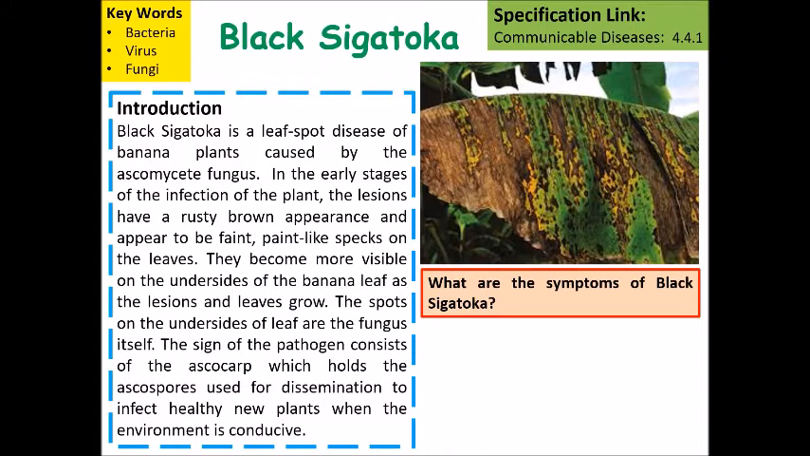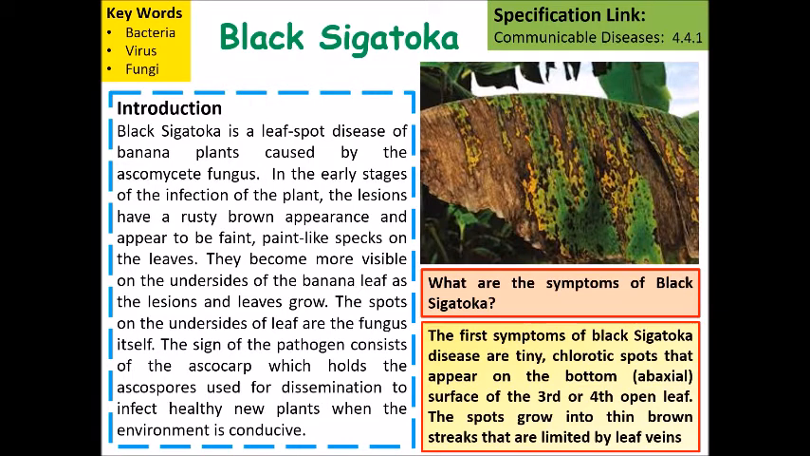So just think about what the symptoms of Black Sigatoka are. Pause the video, then have a look at the answer. The first symptoms of Black Sigatoka are tiny chlorotic spots that appear on the bottom surface of the leaf. The spots then grow into thin brown streaks that are limited by leaf veins.